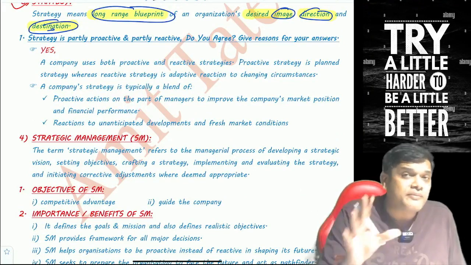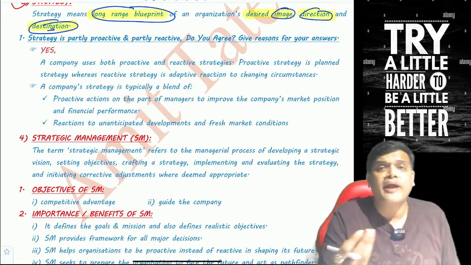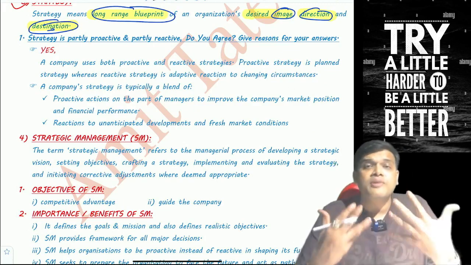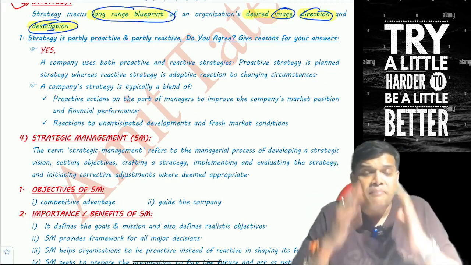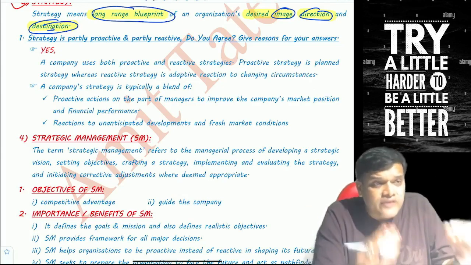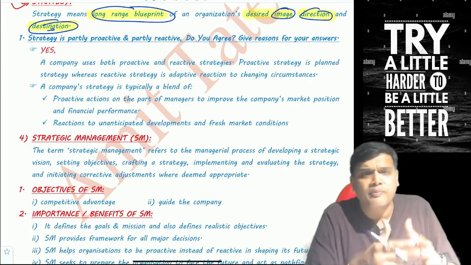Okay, before going on to strategic management, please understand, strategy can be proactive or reactive. What is the meaning of proactive? Proactive means you are going ahead with a plan. You have planned everything and then gone ahead. Reactive means that as situations come, you react. That's called a reactive strategy.